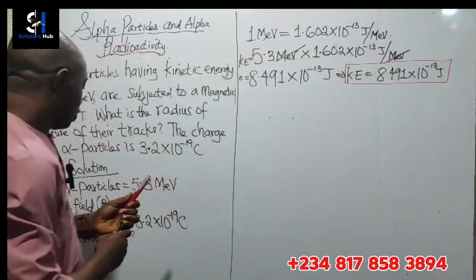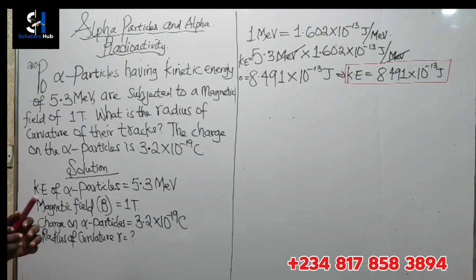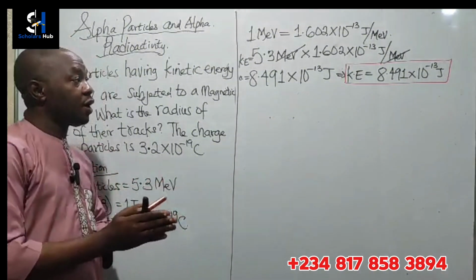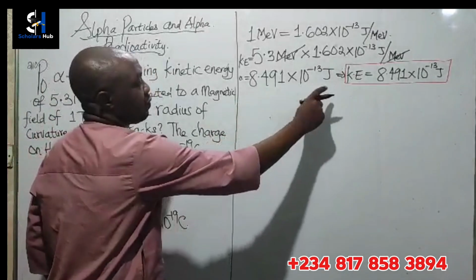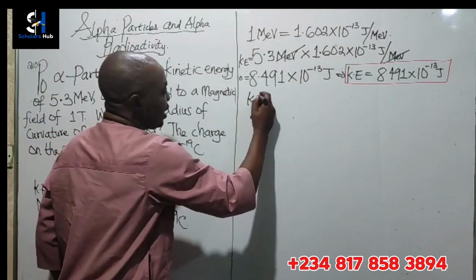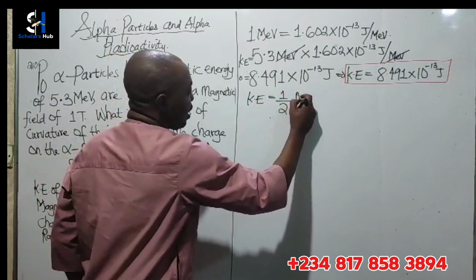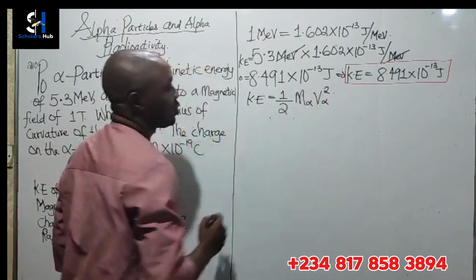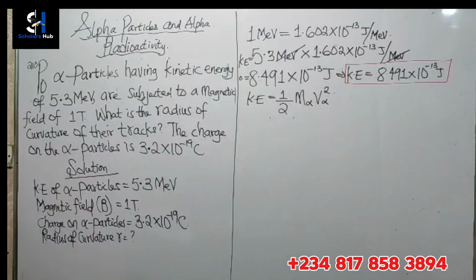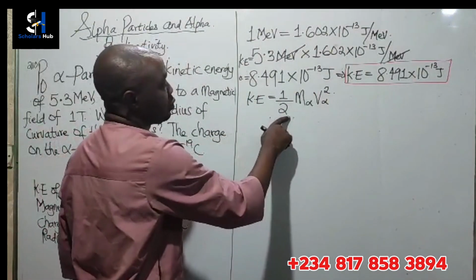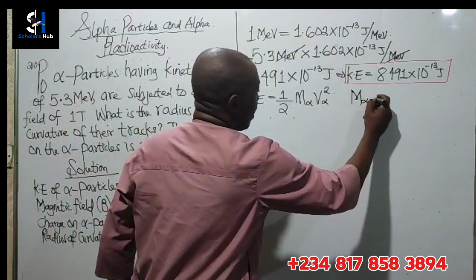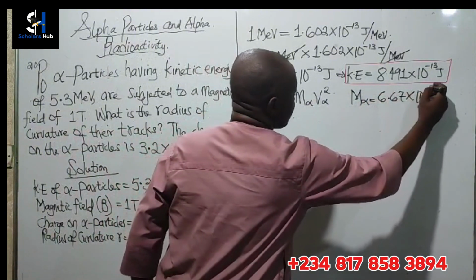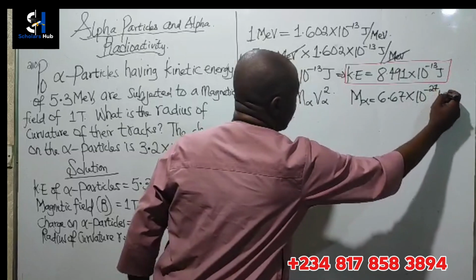Now, to be able to calculate the radius of curvature, we need to first find the value for the velocity of the alpha particle. To calculate the velocity, we know that kinetic energy is 1/2 multiplied by the mass of the alpha particle multiplied by the velocity of the alpha particle raised to the power of 2. We know that the mass of the alpha particle is 6.67 times 10 raised to the power of negative 27 kilogram.